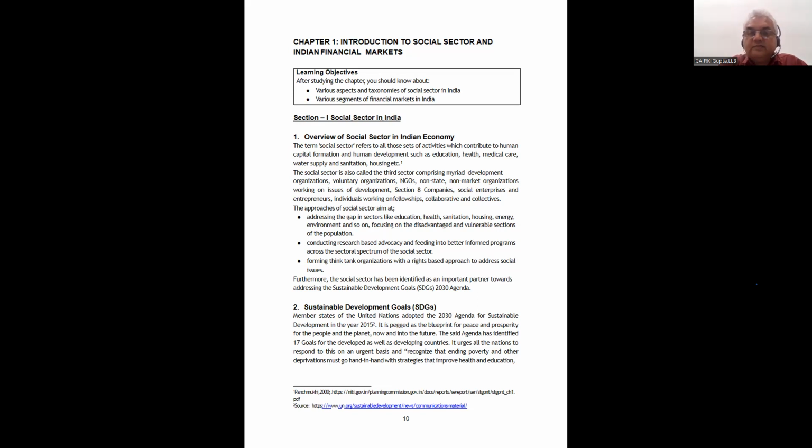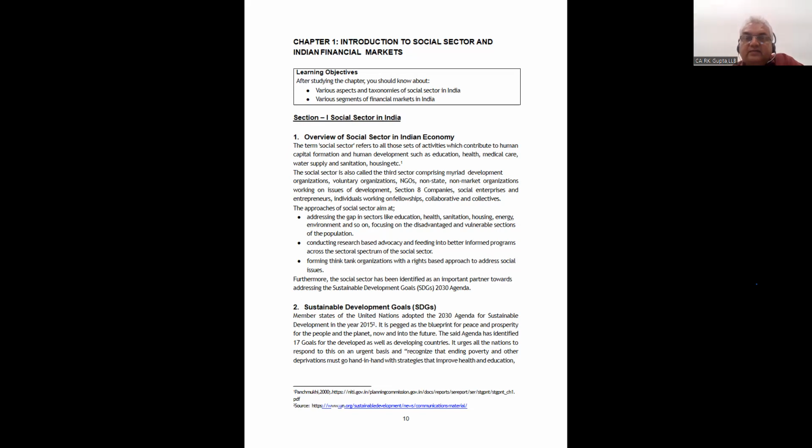There are certain underprivileged people which need education, health, medical care, because the government cannot do everything on its own. So a lot of NGOs, Section 8 companies, voluntary organizations, they are coming for the help of such disadvantaged sections of society. Now let us see what are these sustainable development goals.